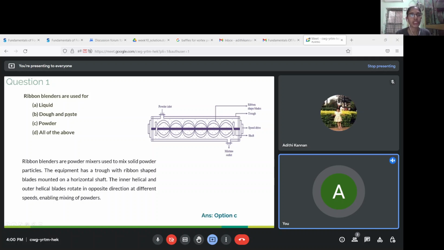Dough and paste are semi-solids, or not completely solid in nature. They kind of coalesce with each other, and hence a different kind of blender is used for dough and paste as well as liquid. Ribbon blenders are only used for solid powder-like substances. Ribbon blenders can be used in both batch as well as continuous mode, where you'll have an outlet as well, or else you will just send the powder in, mix it properly, and after the batch time is over, take out the mixed powder. So the answer to this question is option C.